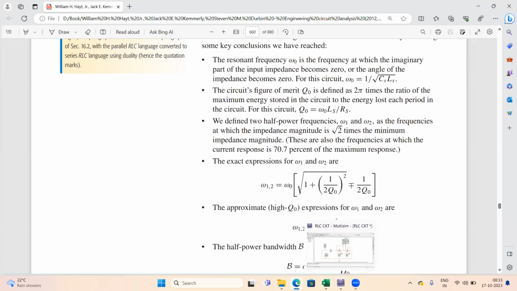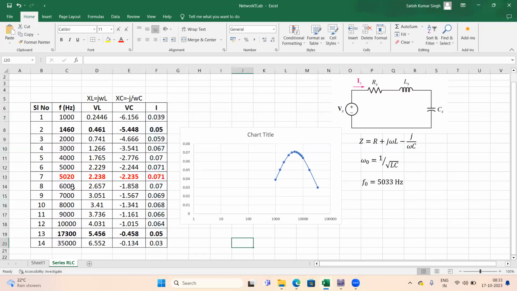Here you can see the maximum response that we got is around this particular frequency, 5020, which is 0.071. I have noted down these two frequency values, 1460 and 17,300, that is, 1.46 kilohertz and 17.3 kilohertz. At these points, you can see this current becomes 0.707 times this maximum current of 0.071 milliampere. So this is 70% of the maximum current, which you can observe. So this is your frequency response.